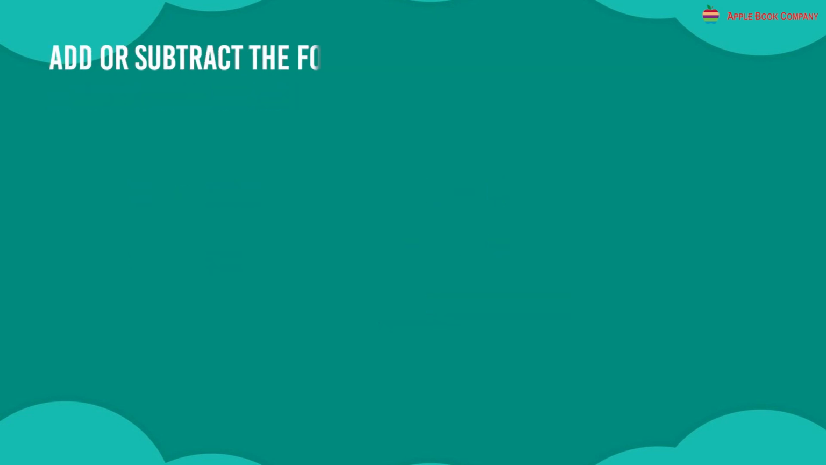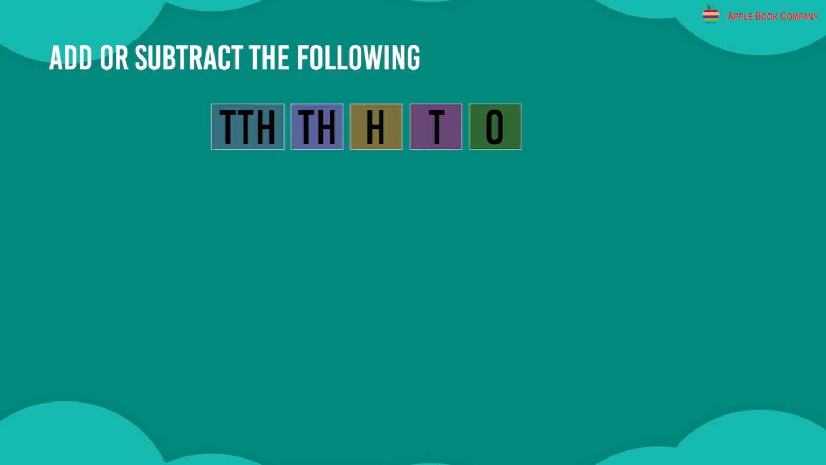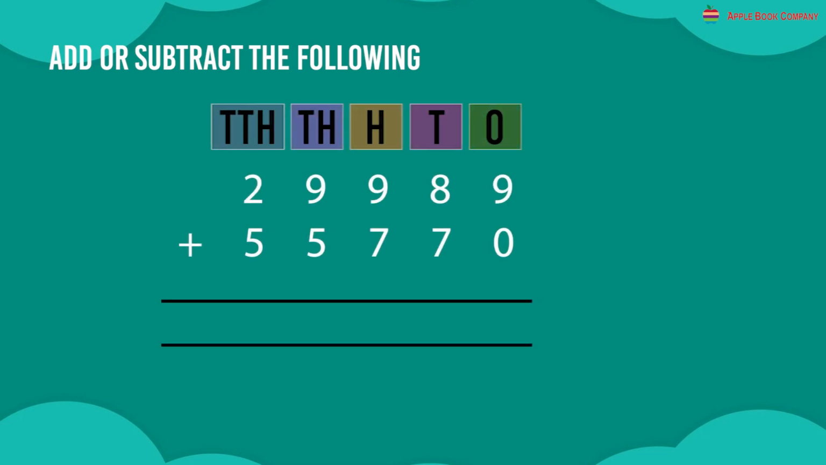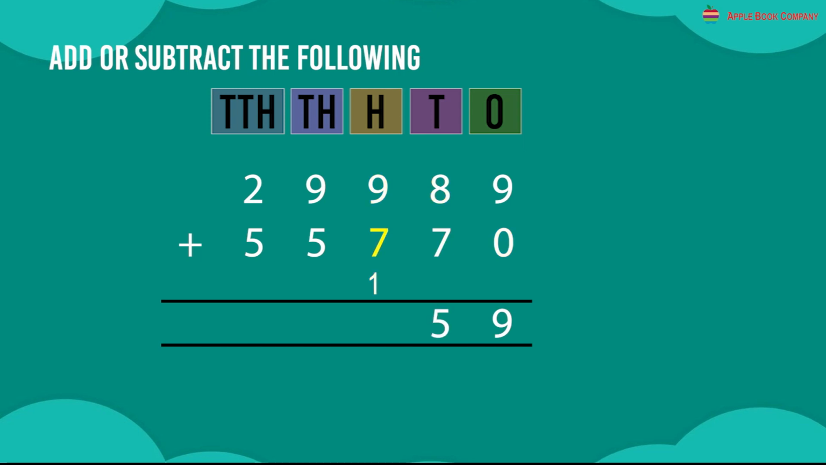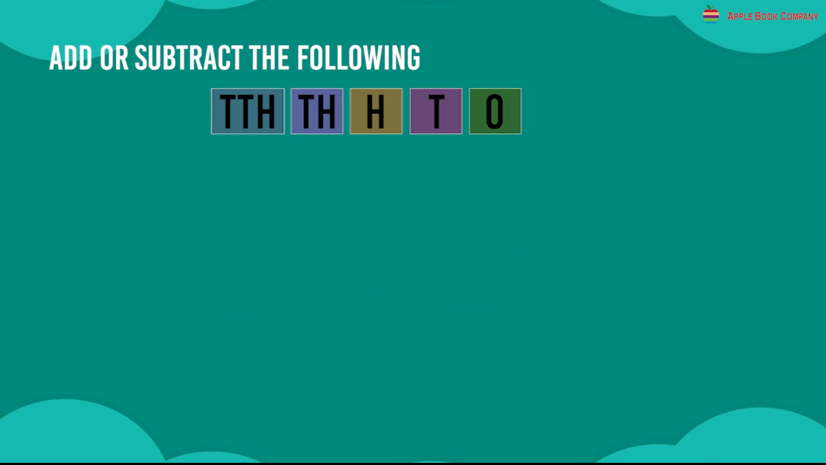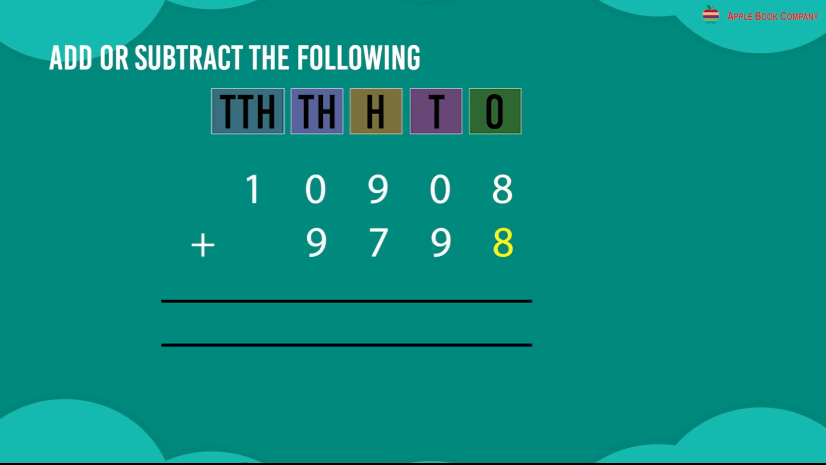Add or subtract the following as per the signs given. Start from the ones and start adding. 9 plus 0 is 9. 7 plus 8 is 15. 1 plus 9 plus 7 is 17. 1 plus 9 plus 5 is 15. 1 plus 2 plus 5 is 8. Total is 85,759.